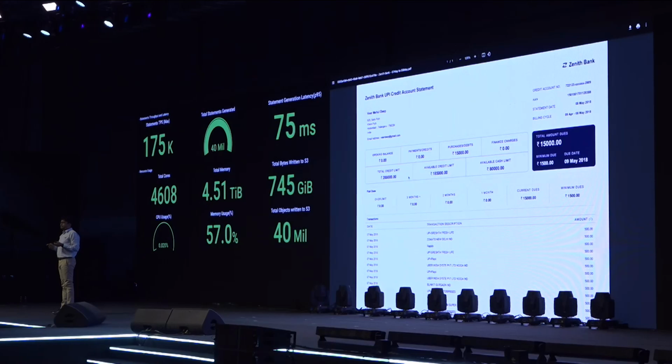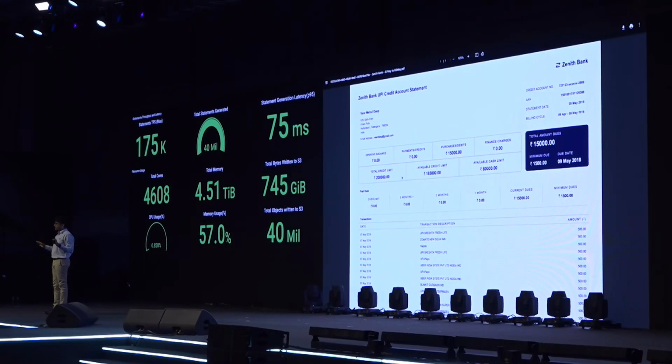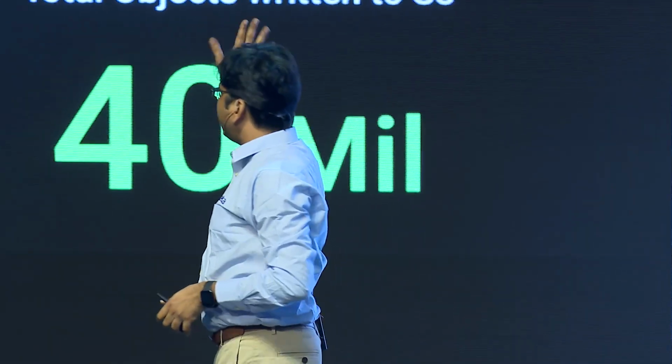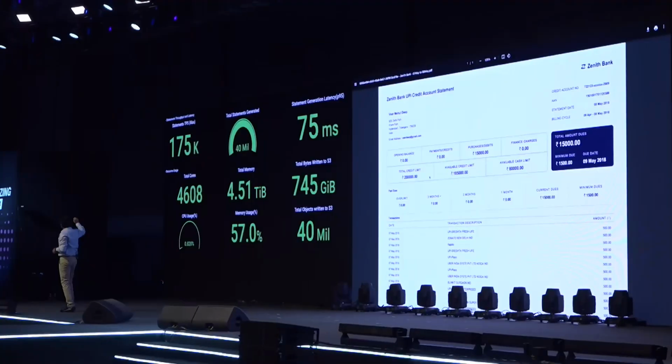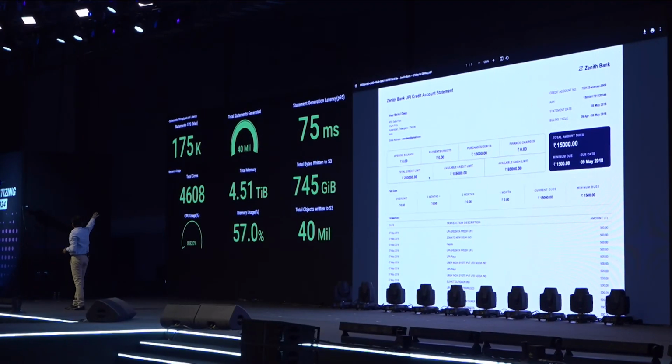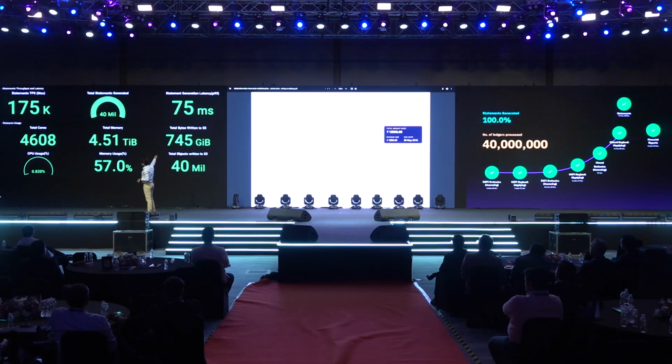The rate at which statements are produced, I'm sure you all have seen your systems produce statements, credit card statements. 175,000 statements are produced per second, right? 40 million statements were produced in 5 minutes, 35 seconds. That's what the last phase says. The entire process took 5 minutes, 35 seconds, 175,000 statements were produced per second, and each statement was produced in 75 milliseconds, and that's what the entire thing is showing.